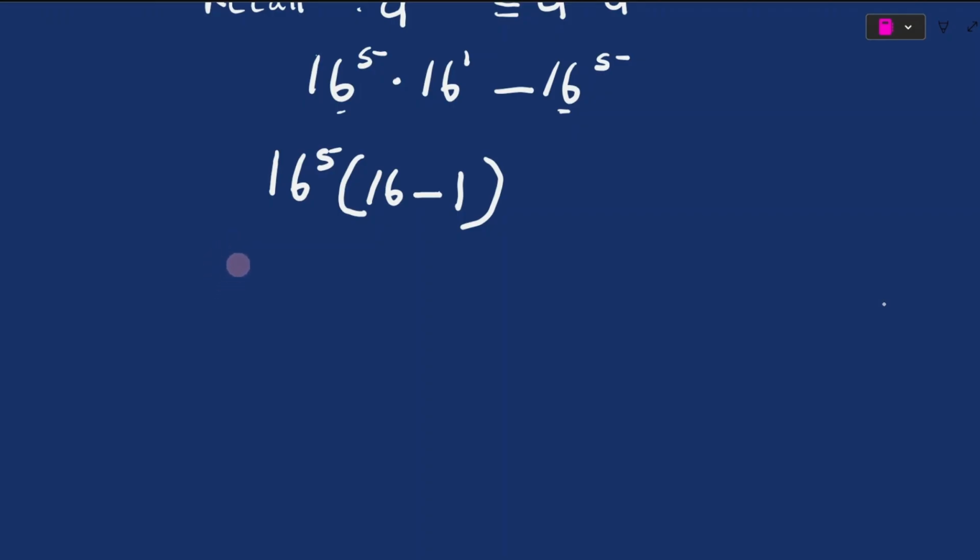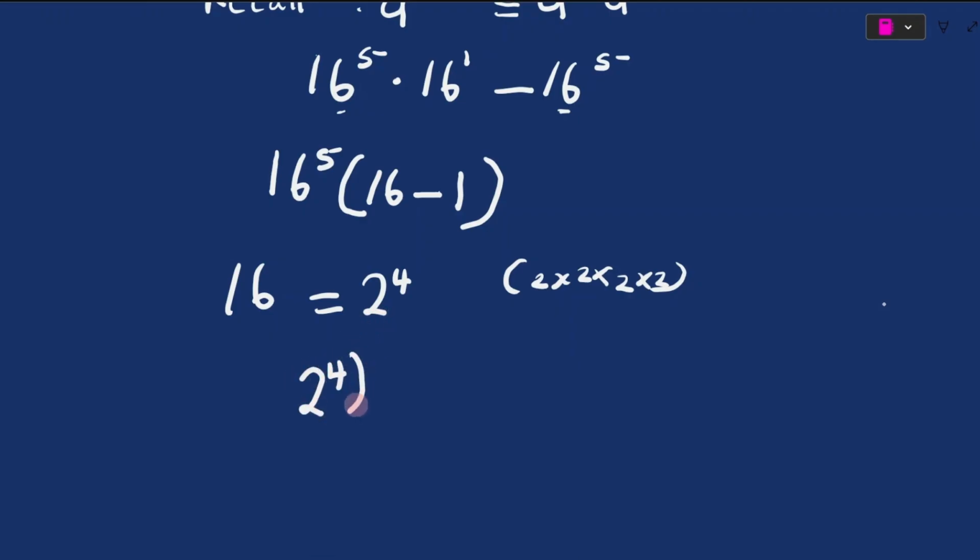Now, recall that 16 is equal to, or the same thing as, 2 raised to power 4. Let's check it out, because 2 multiplies 2 gives you 4, 4 multiplies 2 gives you 8, 8 multiplies 2 gives you 16. So 16 is the same thing as 2 raised to power 4. So I am going to replace this 16 with 2 raised to power 4. And if I do that, we are going to have 2 raised to power 4 bracket raised to power 5, which multiplies 15, because 16 subtracts 1 gives you 15.